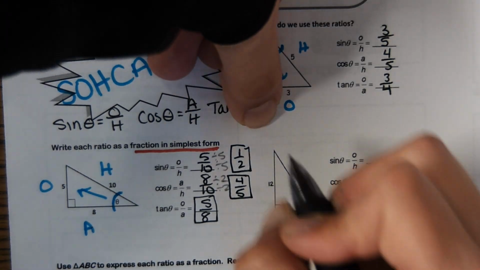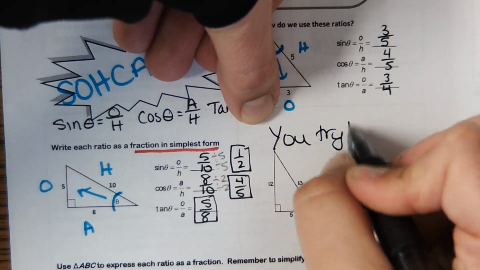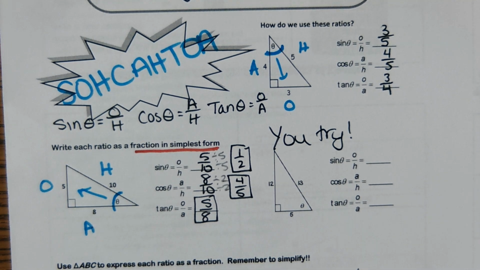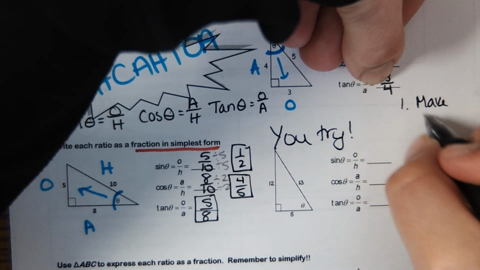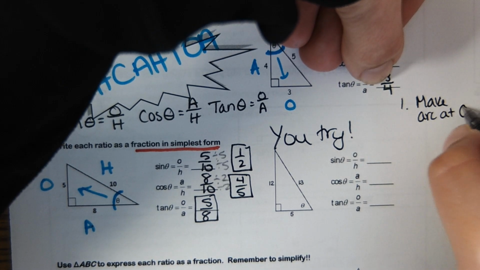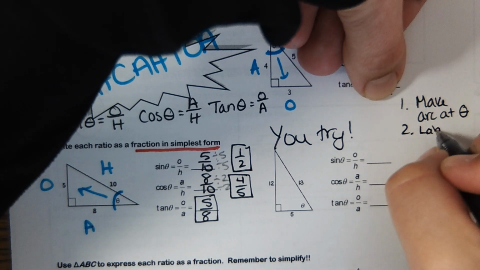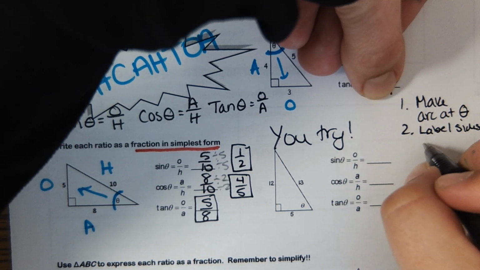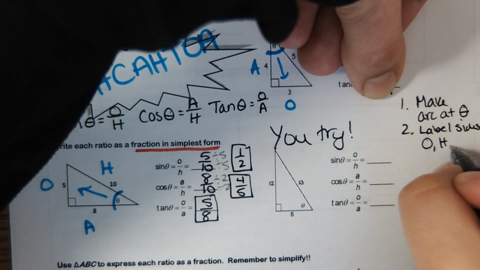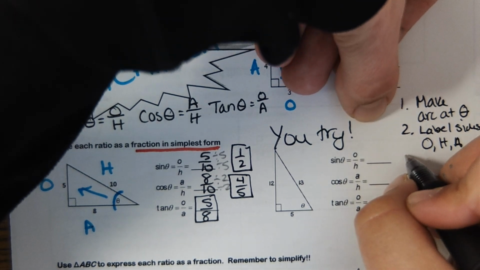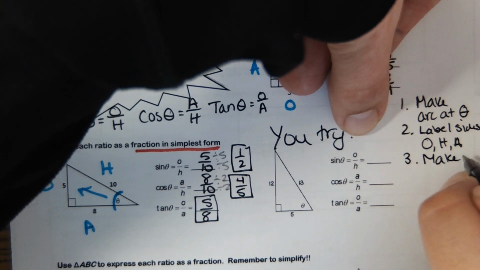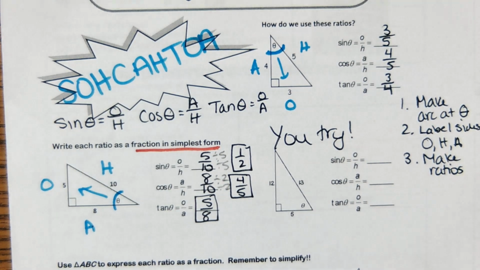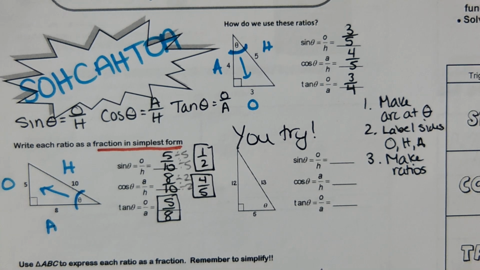Okay, so for this one, just like we did before, I want you to try it. You try. So first step is going to be make an arc at theta, label your sides. Maybe I should write this down. One, make arc at theta. Two, label sides. You would go in this order: opposite, hypotenuse, adjacent. Then make the ratios.